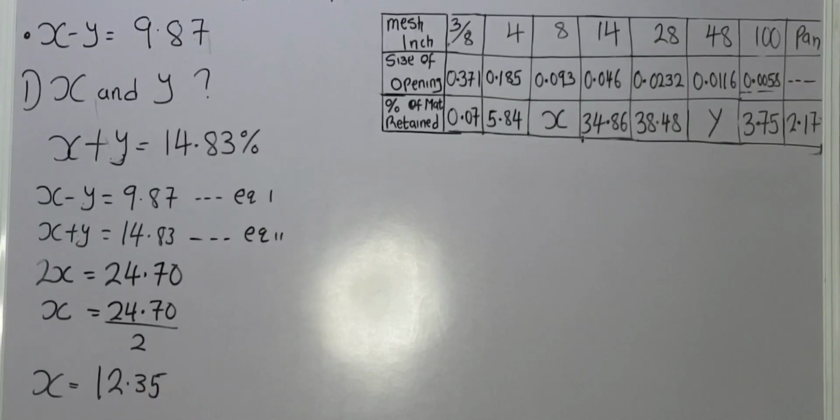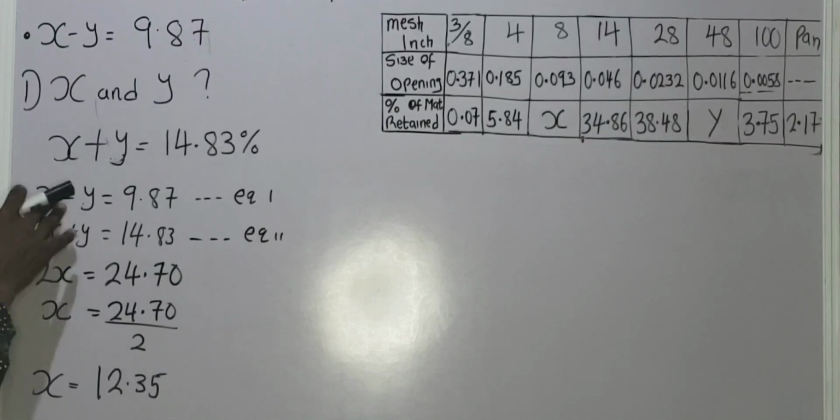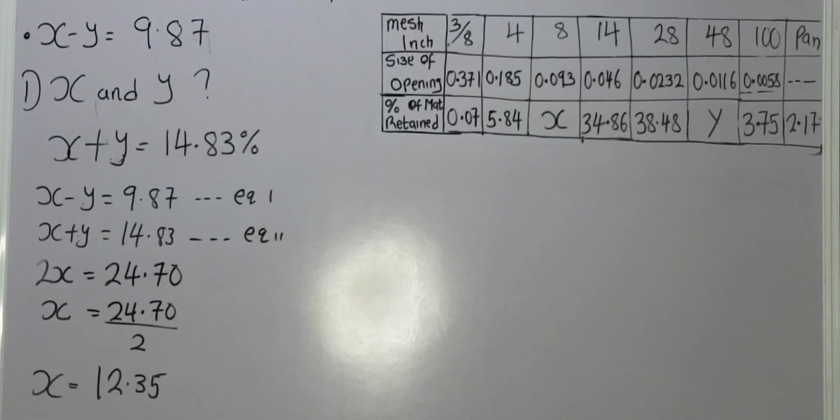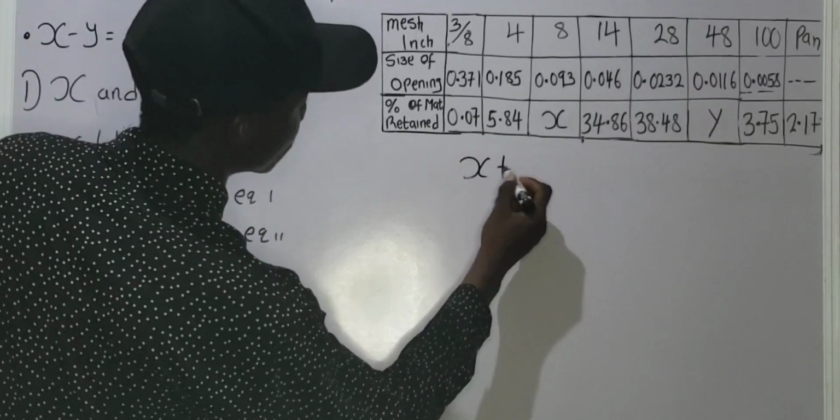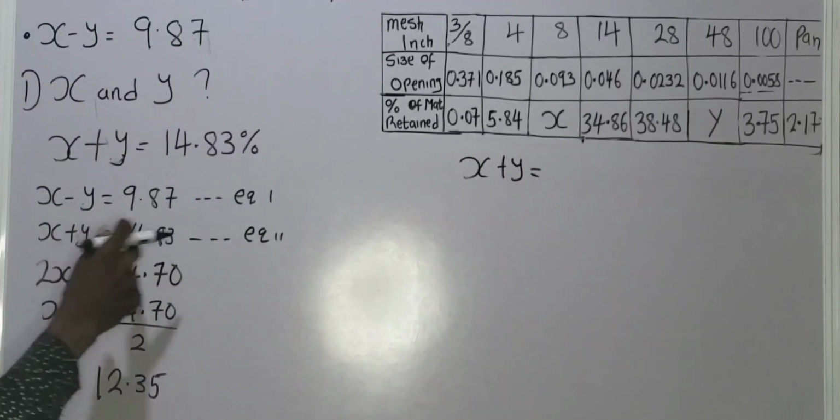So we have gotten the value of x, but we are not only told to find the value of x, but we are told to find the value of x and y. So in order to get the value of x and y, I've gotten the value of x. The next thing is that I'm going to substitute x into any of these equations. So let's substitute x into equation 2. Equation 2 is what? X plus y is equals to 14.83.